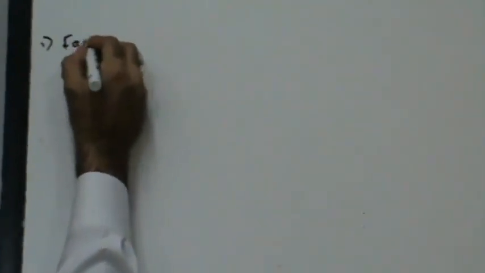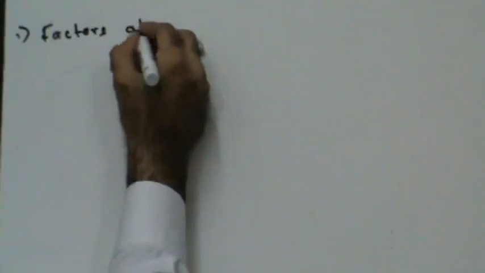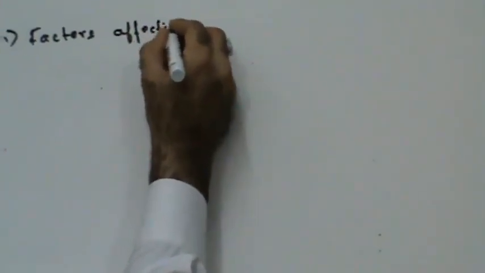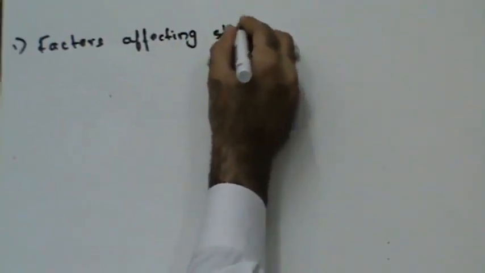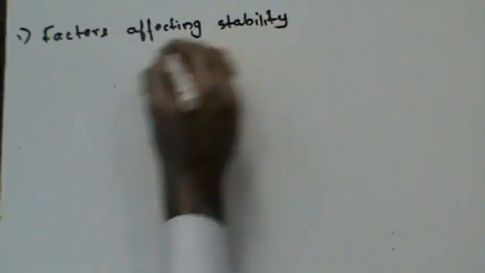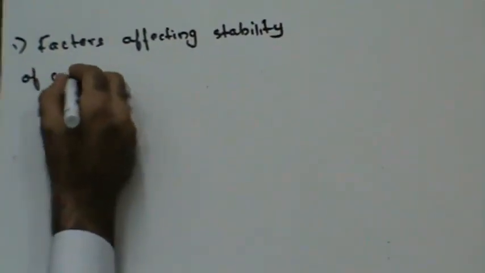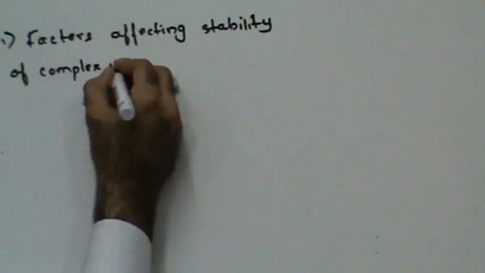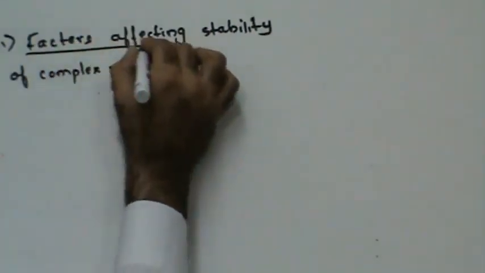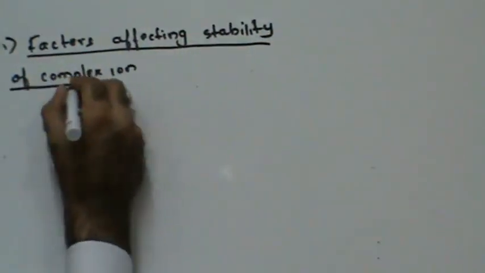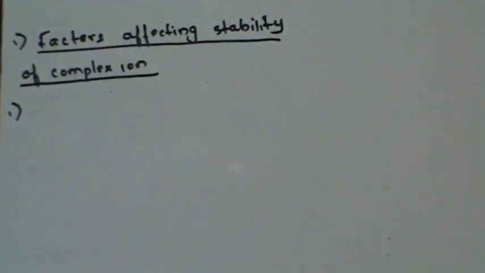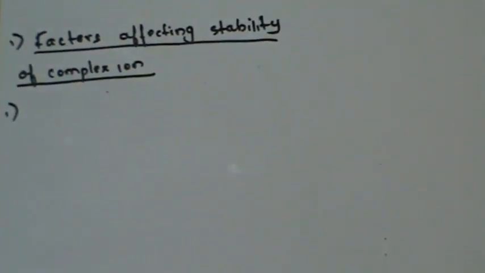Let's see what are the factors that affect the stability of a complex ion. Factors affecting stability of a complex ion. Now, the factors that affect the stability of the complex ion: first is the nature of the central ion.